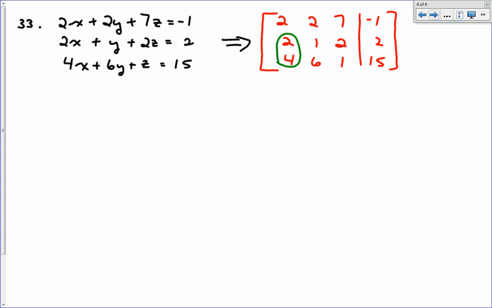If you think about getting a 0 in that first position of row 2, I could do that if I subtracted row 2 from row 1. So I'm going to write that as row 1 minus row 2.